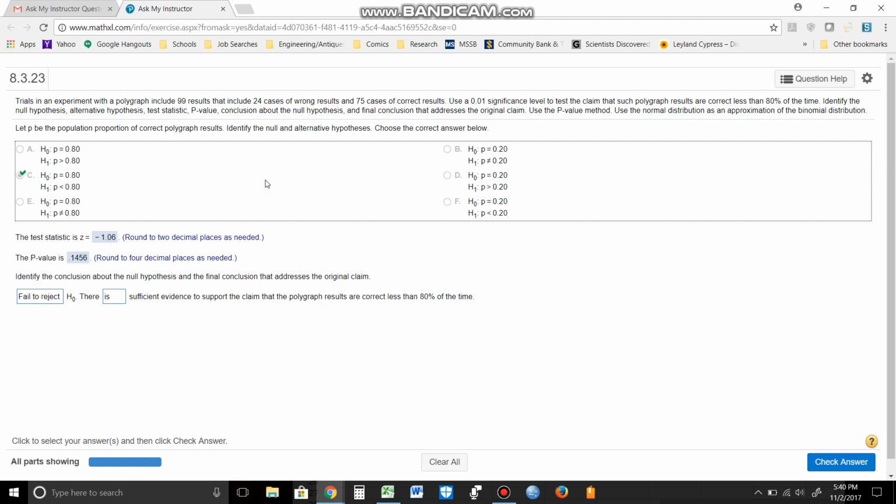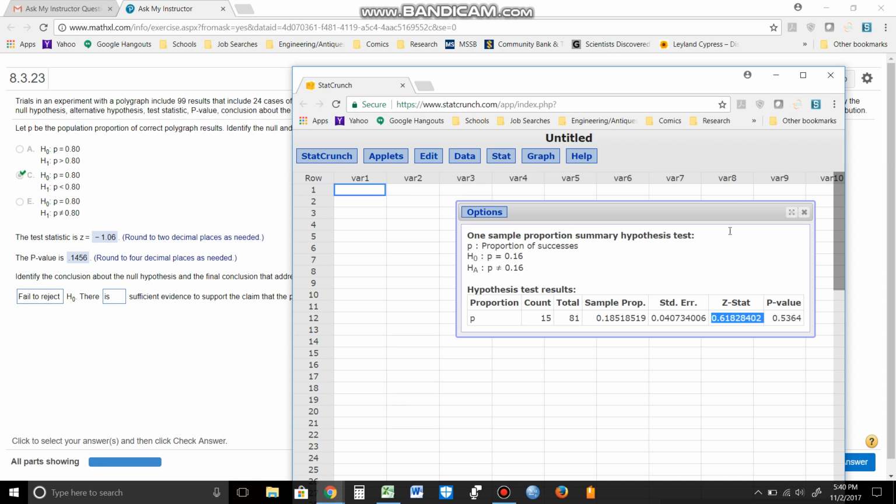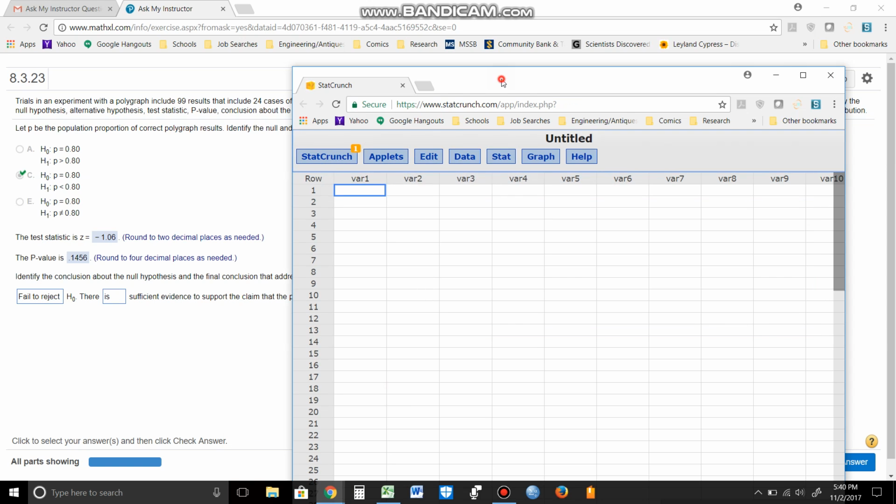Use alpha 0.01 significance level to test the claim that such polygraph results are correct less than 80% of the time. So essentially what they're saying is I want to test the assumption of 80% correctness based off the fact that I ran the test 99 times and I got 75 cases that were correct. So we're going to use StatCrunch here to do this.